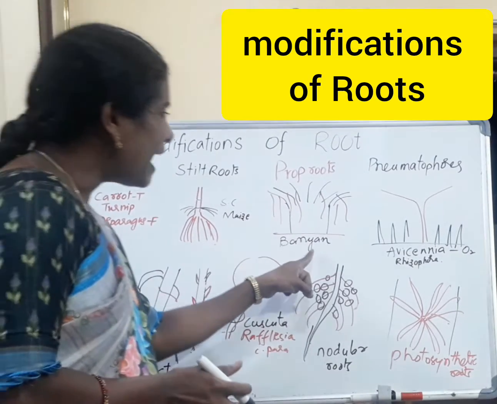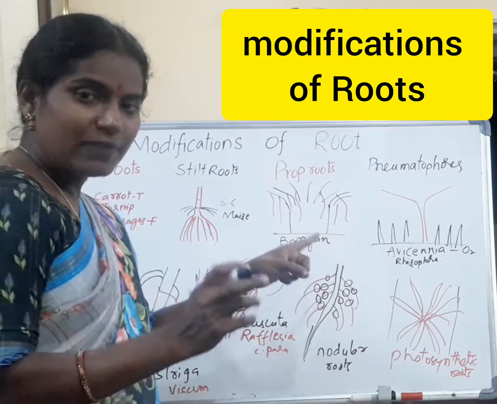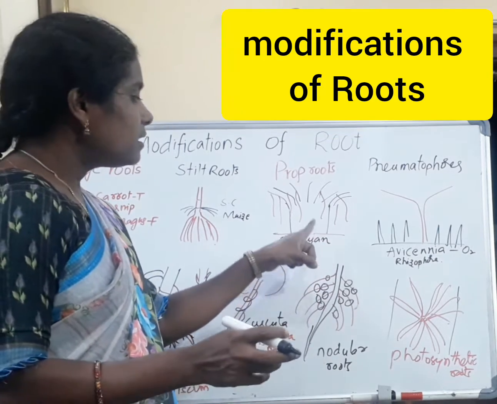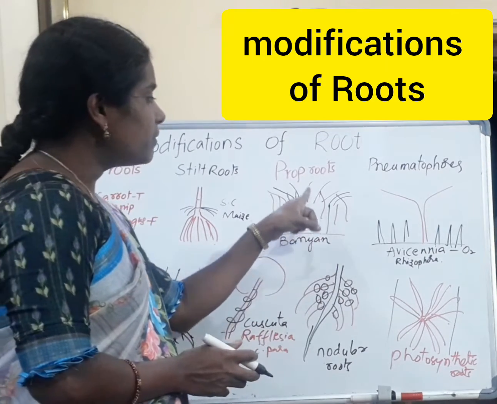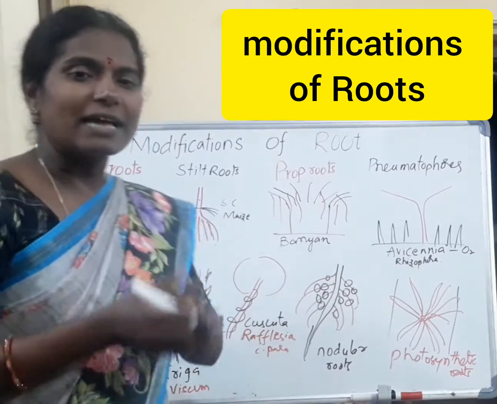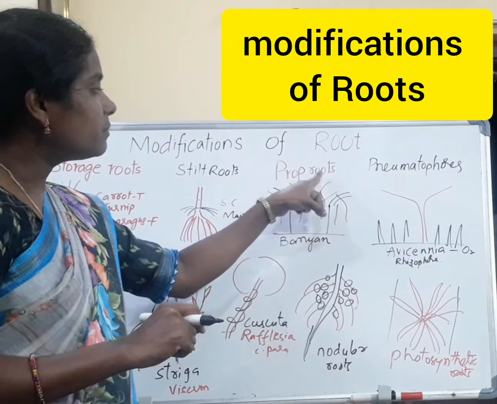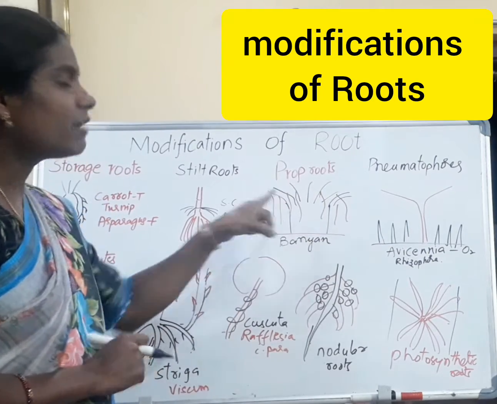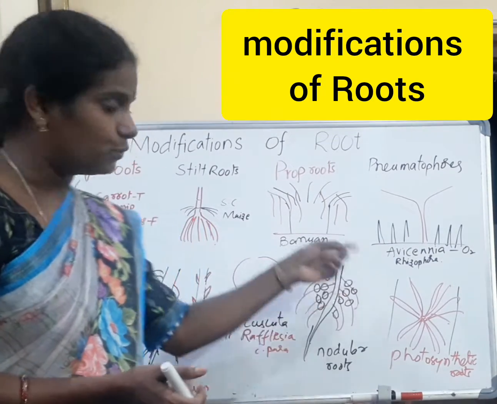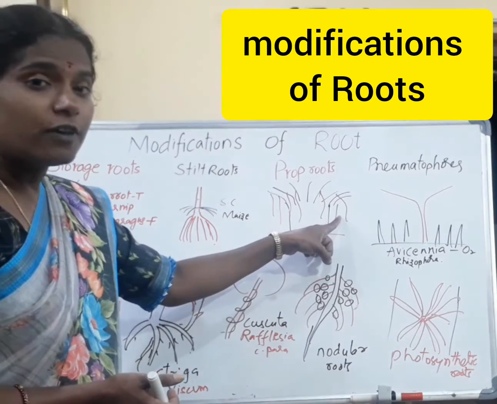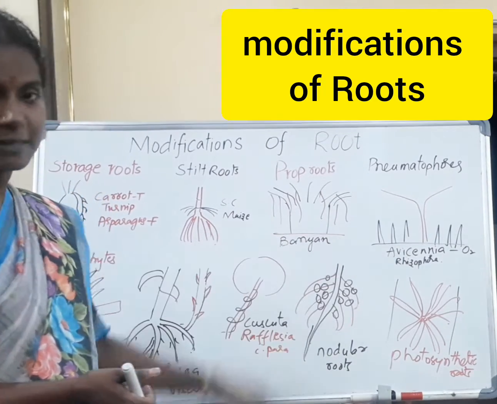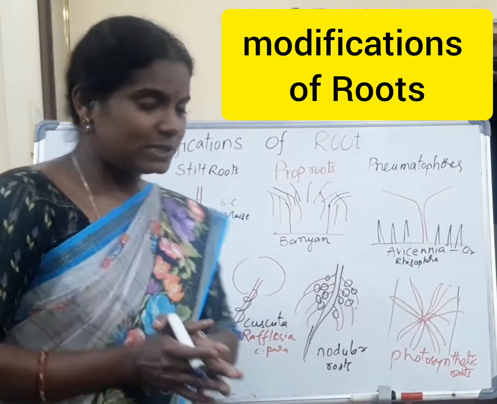So next is the banyan. We have an idea, this banyan tree possesses prop roots to give mechanical support to the large stems. So they have prop roots coming from the branches rather than from the roots. These roots of banyan are coming from the stems, which give mechanical strength.